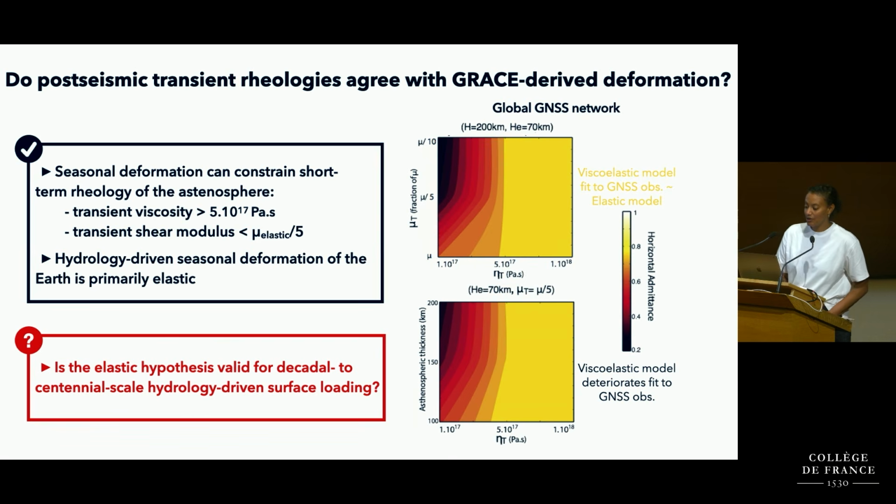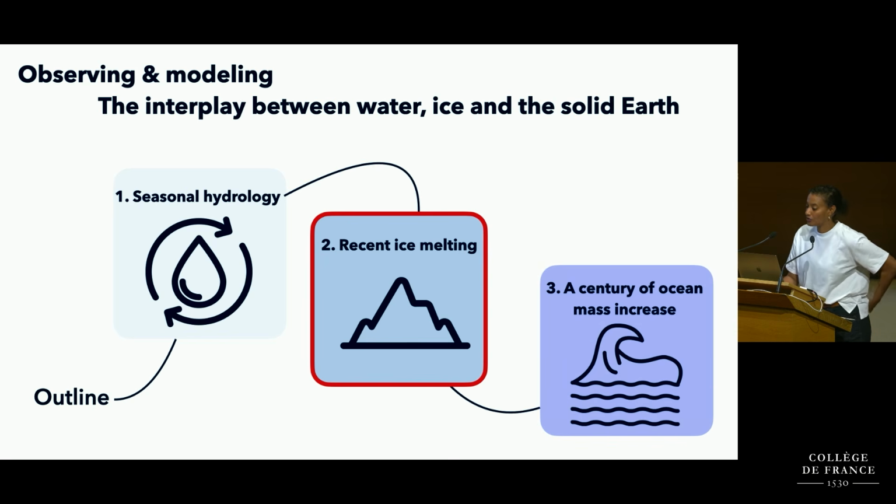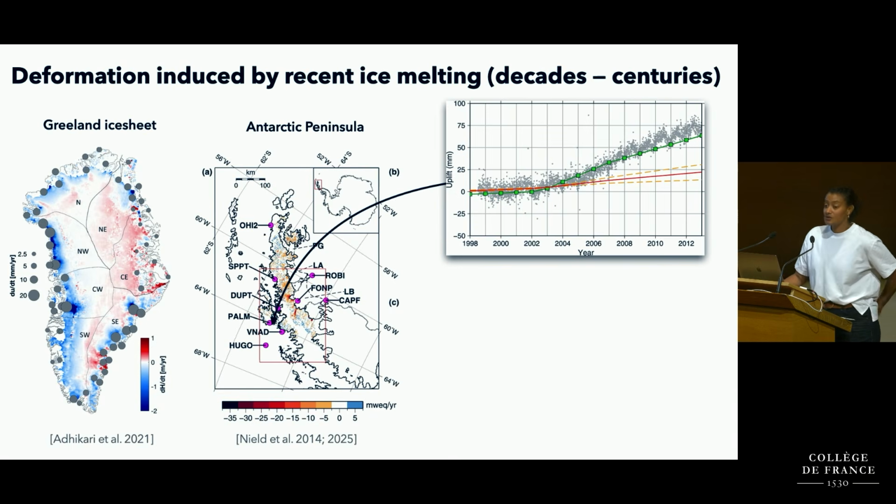But we need to wonder now if, beyond the seasonal timescale, a purely elastic model is valid. What if we have decadal to centennial hydrology-driven surface loading? And for that, we can turn to recent ice melting. And this has been looked at in various places, from Greenland to Antarctica. And people have shown that you can't really model the solid Earth response to recent ice melting by a purely elastic model. Here is an example for a station in the Antarctic Peninsula, where you have in gray the observation, and in red a purely elastic model.